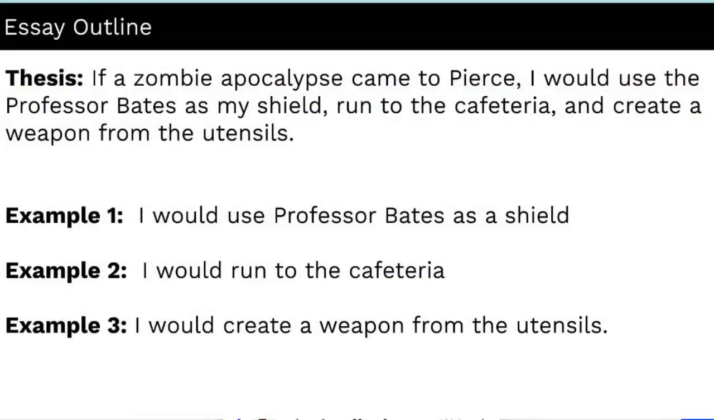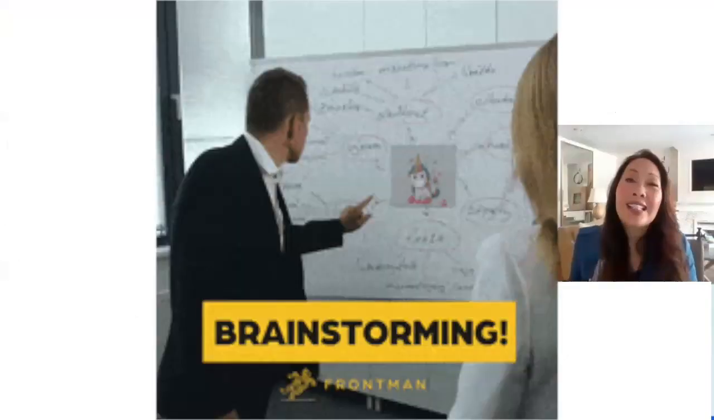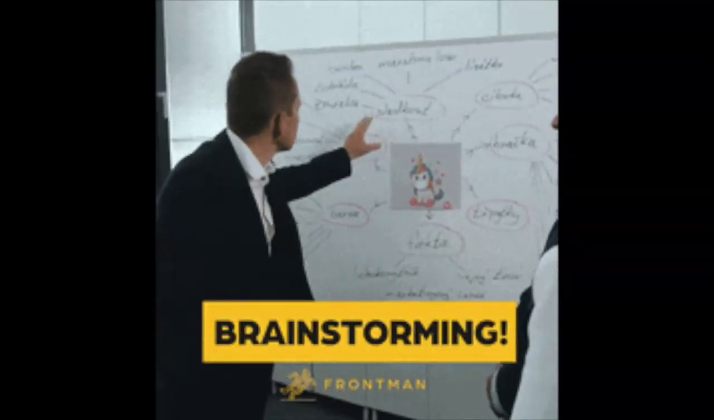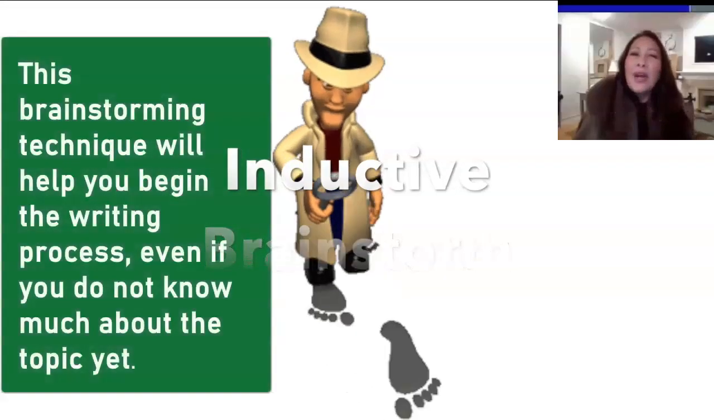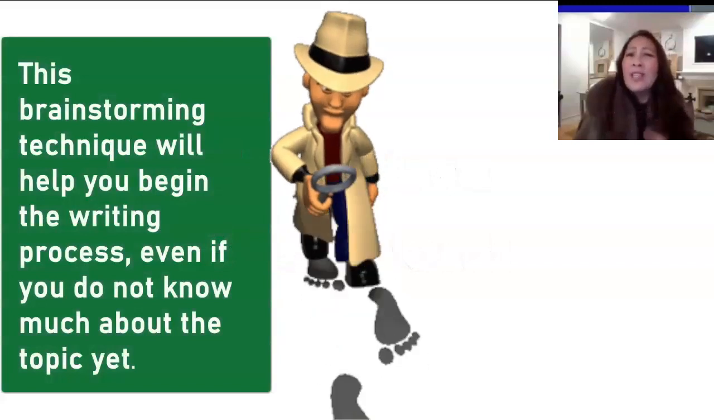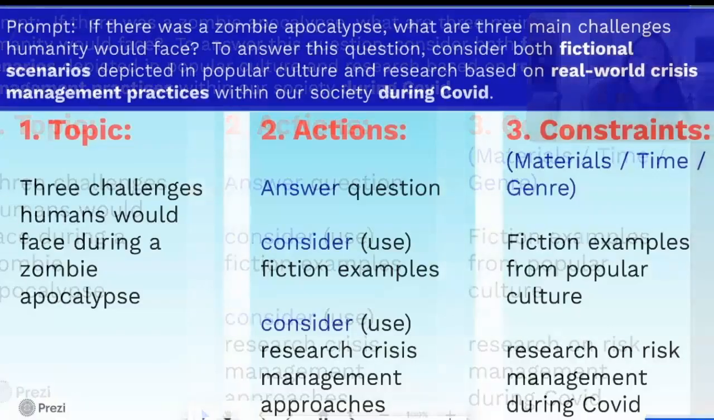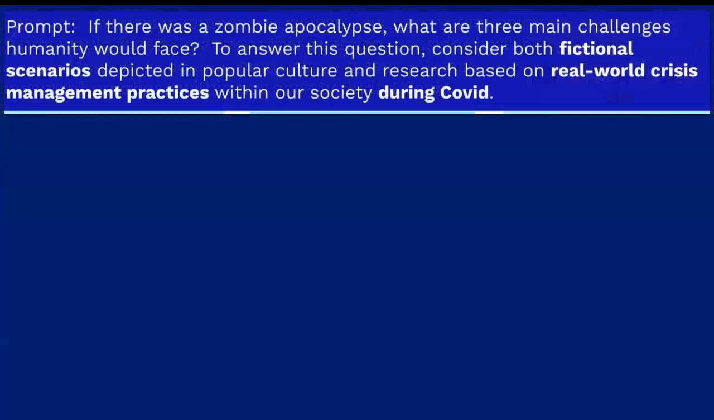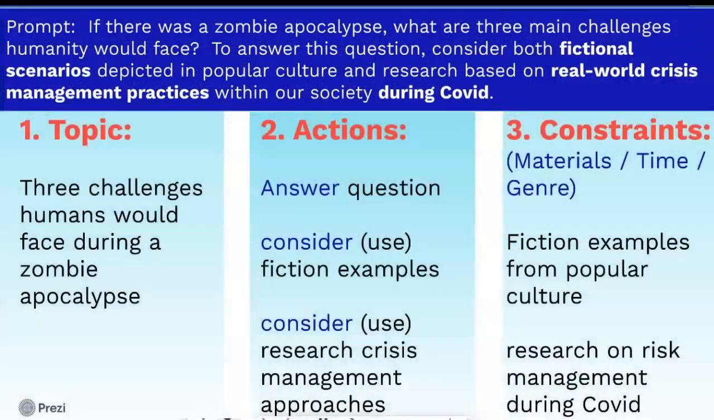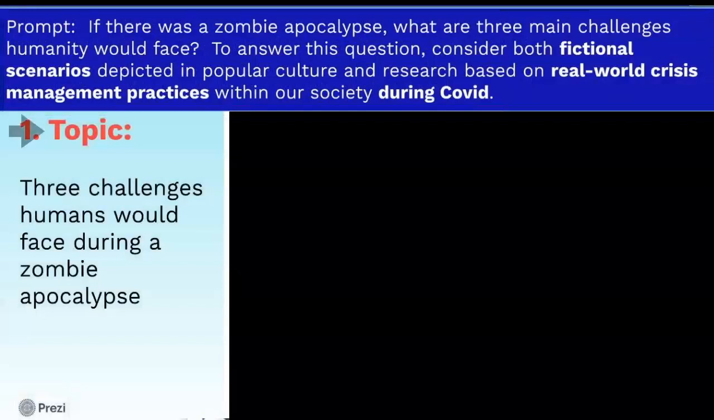Okay, let's move on. We're ready to move and groove to the next type of brainstorm called the inductive brainstorm. And you're going to use this technique whenever you have a prompt or a topic that you're not familiar with. How do you begin to do the writing process? The first thing is you want to look at your prompt again. And just as we've been practicing, you want to break the prompt into 3 separate categories. What is the topic of the prompt? In this case, it's about the challenges people would face during a zombie apocalypse.